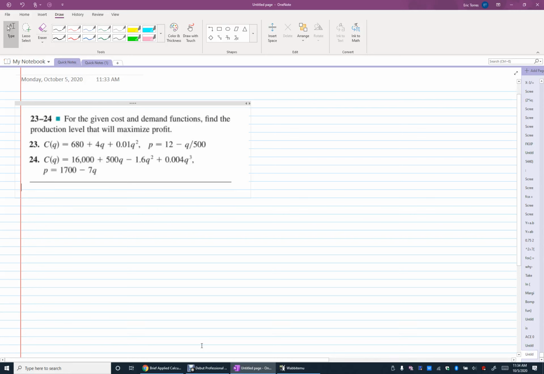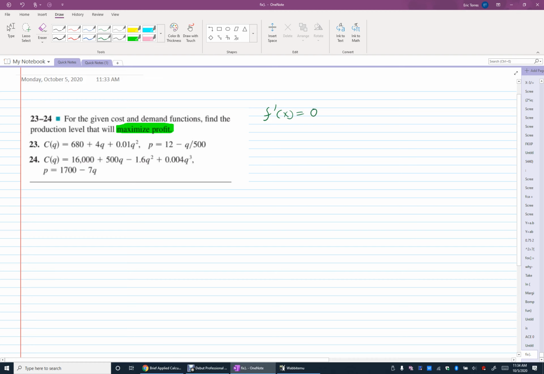Okay, we're going to now talk about maximizing profit. So to maximize a formula, that's our goal. Anytime I'm looking for a maximum or a minimum, it's going to happen at a critical point. And we already talked about that before. A critical point is where the derivative of your function goes to zero.